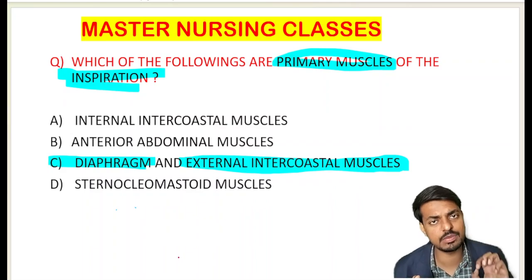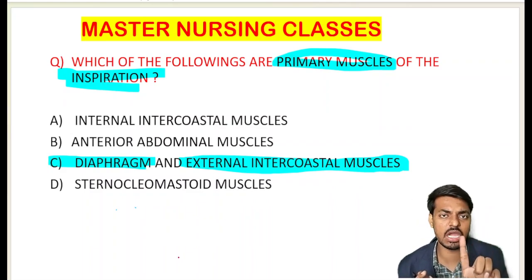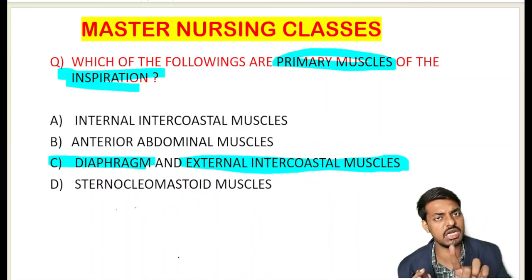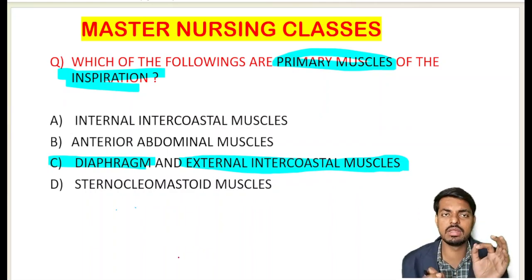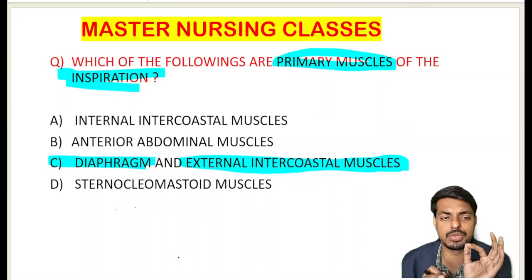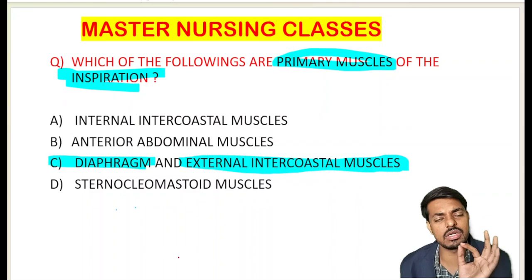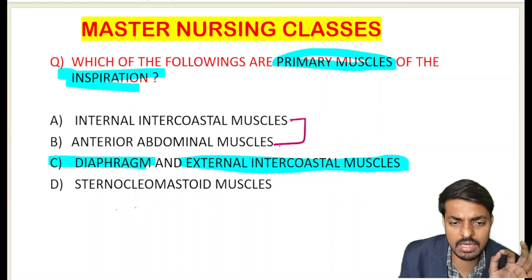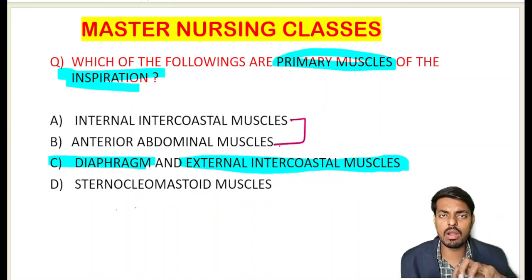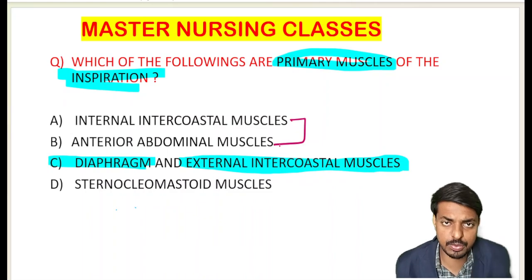And how does normal inspiration occur? Normal inspiration occurs due to the negative pressure which is created inside the lung. Okay, is this clear? Very good. Then what about option A and option B? Option A is the internal intercostal muscle and option B is the anterior abdominal wall muscles. These two muscles are very important when you want to exhale forcefully.